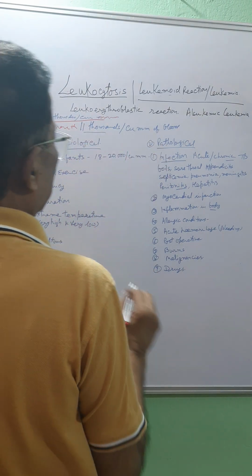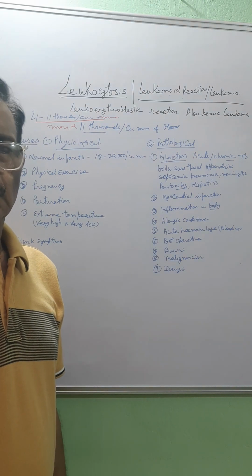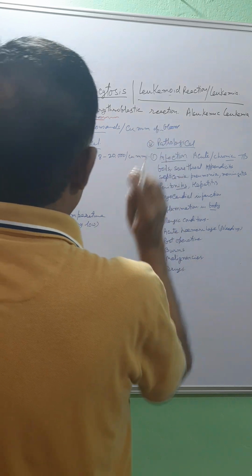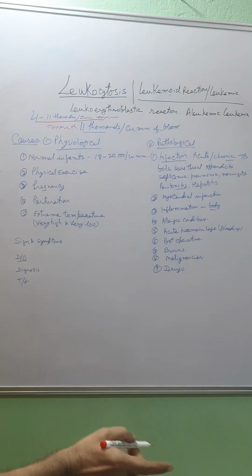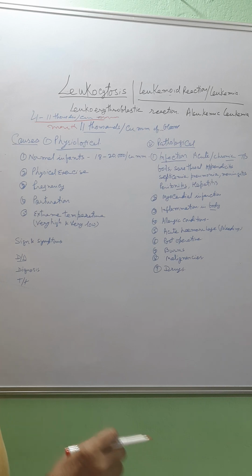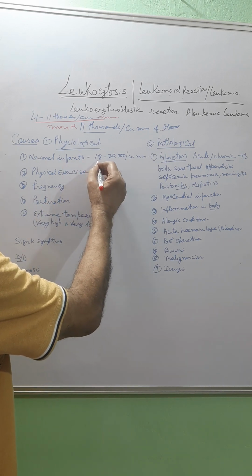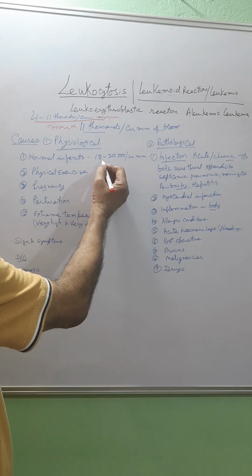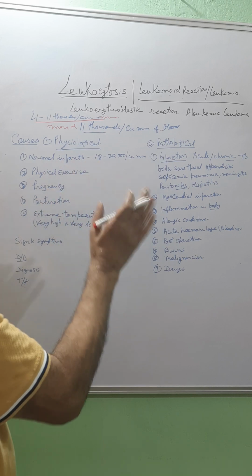If it is more than 11,000, it may be 12,000, 13,000, 15,000, etc., then it is leukocytosis. What are the causes? Physiological cause: in newborns and infants, normally the WBC count is more, 18,000 to 20,000 per cubic millimeter of blood. It is normal in infants.